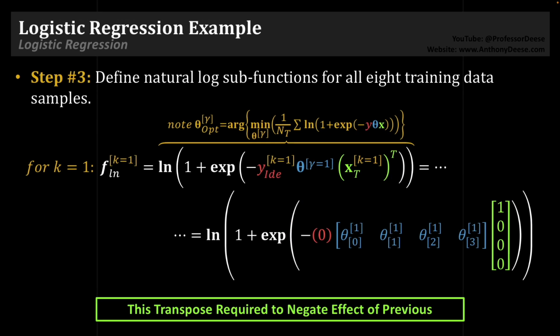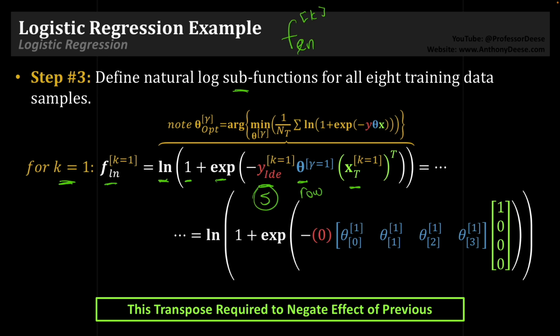So step number 3 is to define the natural log subfunctions, again, these guys that we just talked about, that's an L, for all 8 training data samples. Here is an example for the first, k equals 1, we're dealing with the first training sample: natural log of 1 plus e to the y sub IDE for k equals 1, the ideal solution associated with the first training sample, times our parameter array times the inputs associated with the first training sample. So this is a scalar value.